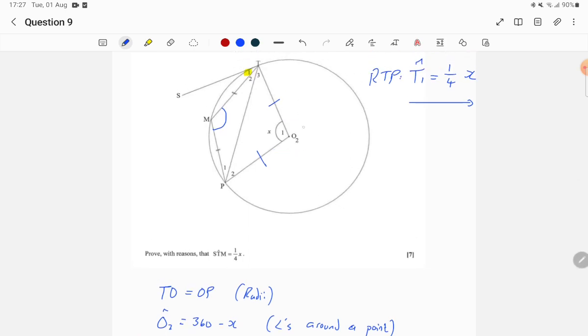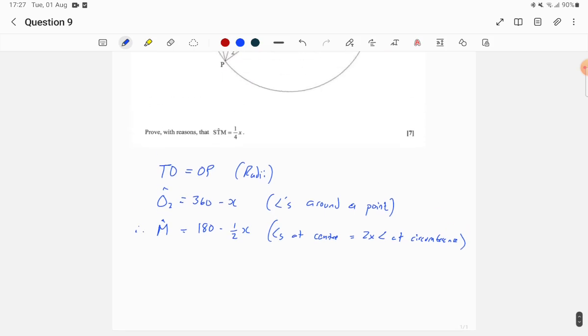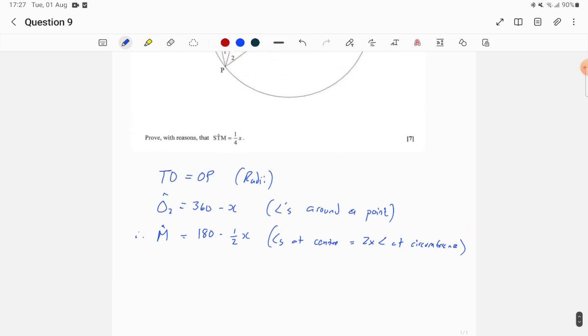So let's go fully into these values. So 360 minus X, that's that. M is 180 minus half X. And if we add T2, P1, and 180 minus half X, we should get 180, because that's the sum of angles in a triangle. So therefore, we can say that T2 plus P1 is equal to half X.